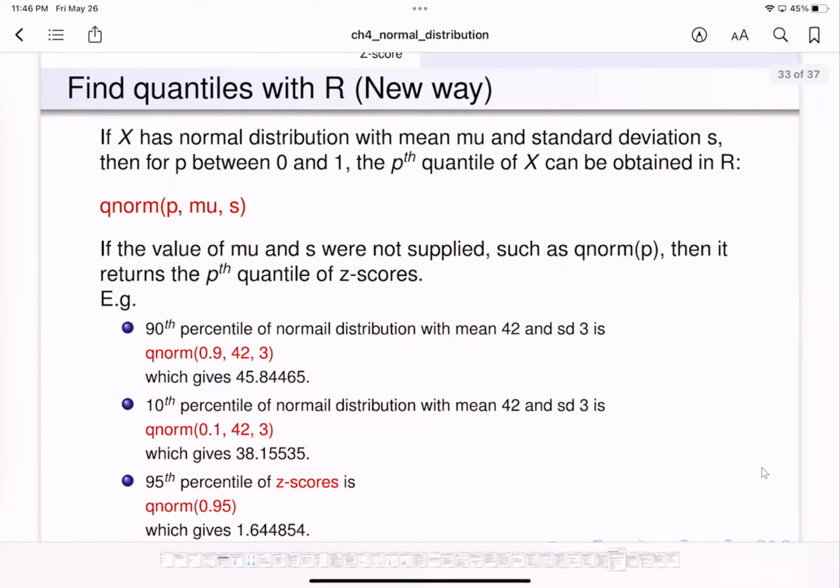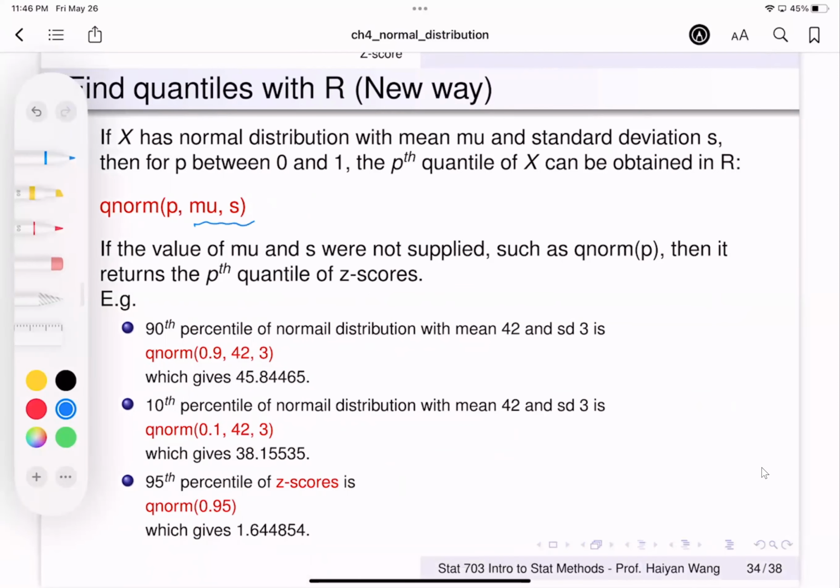S in it. Whatever mean you feed is the mean of the distribution, and S is the standard deviation. For example, the 90th percentile of a normal distribution with mean 42, standard deviation 3, can be computed with qnorm(0.9, 42, 3), which gives us 45.84. So this basically means that 90% of the values are below 45.84 for this distribution.